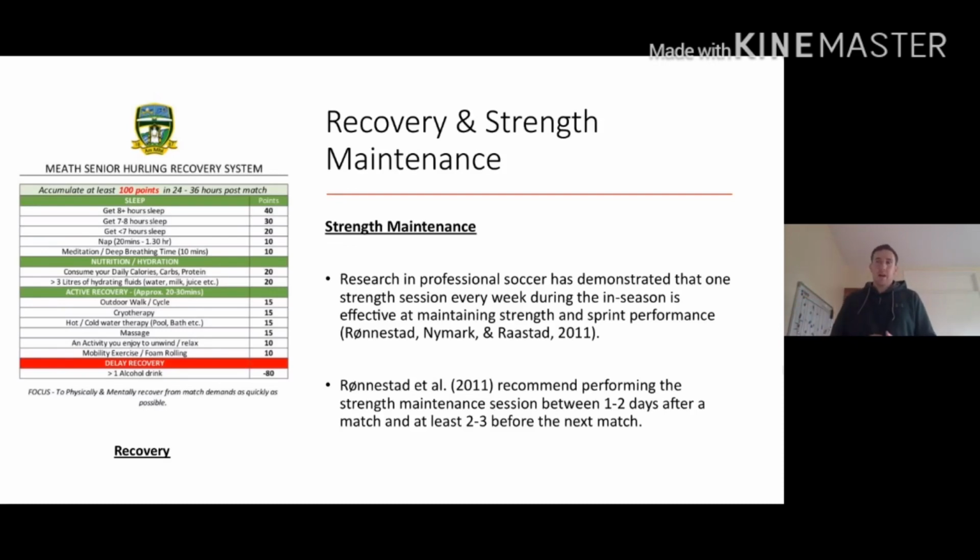The teams have gotten better at it in the last number of years, but before you would have seen players doing this 8-week pre-season block and then they don't go back to the gym for the rest of the year. If that happens, then you're going to lose the muscle mass that you've built up. Research in soccer has shown that one strength session every week is effective at maintaining strength and sprint performance. It's recommended that this is done 1 to 2 days after a match and at least 2 to 3 days before the next match.